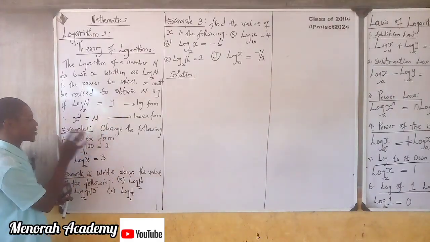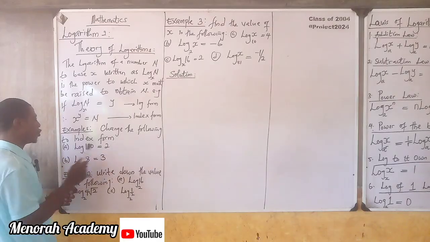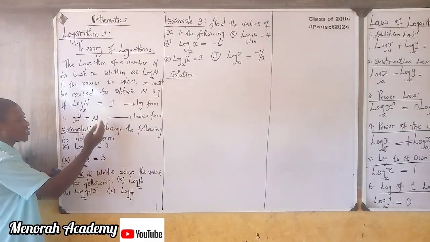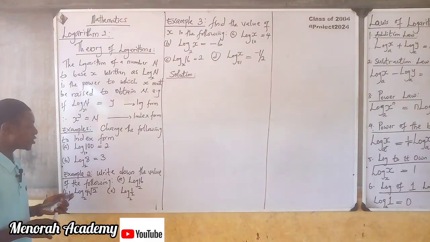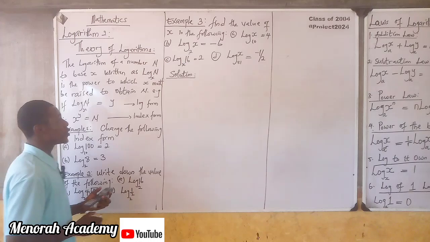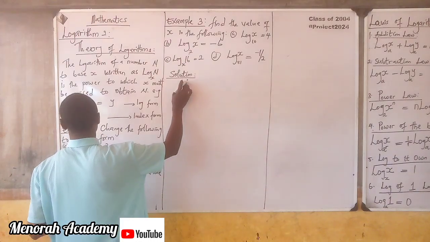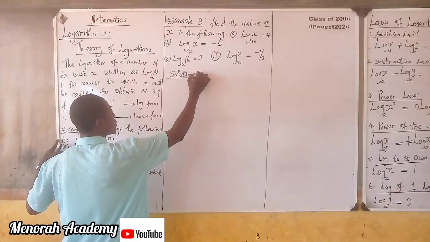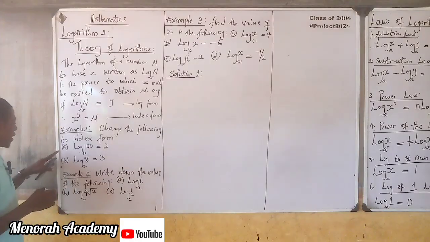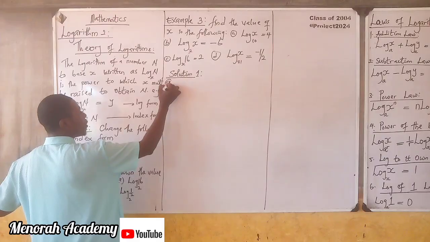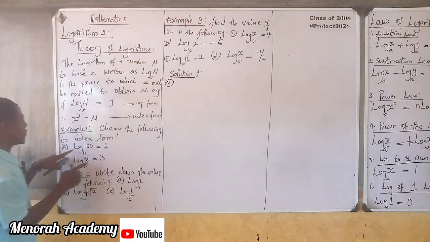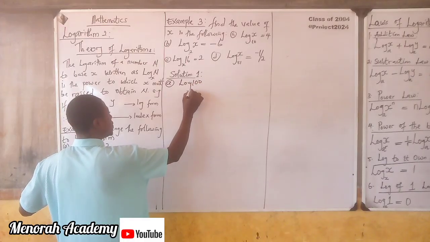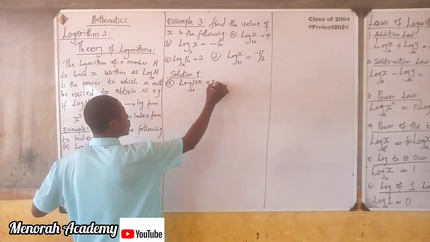Alright, so examples. Change the following to index form. They are in their log form already. Let's change them to index form. Solution to the first example: under it we have a. The a is given as the log of 100 to base 10, which is equal to 2.